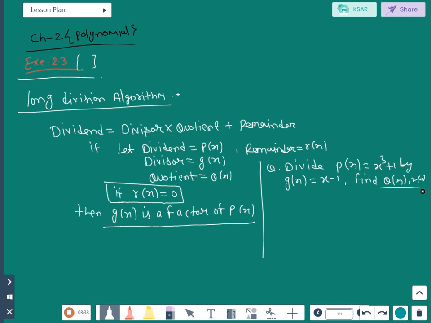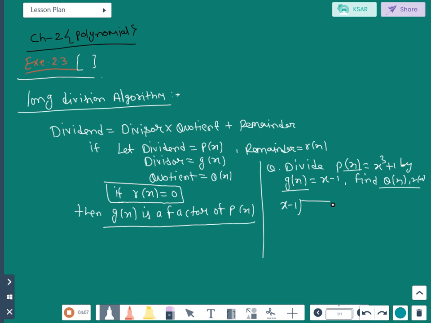So before division, firstly we will check whether the dividend and divisor powers are in descending order or not. Students, what will you check? Whether the powers of the dividend and divisor are in descending order or not. So here power 3 then constant, yes, in descending order. Here power 1 and constant, that is also in descending order. Now we can divide.